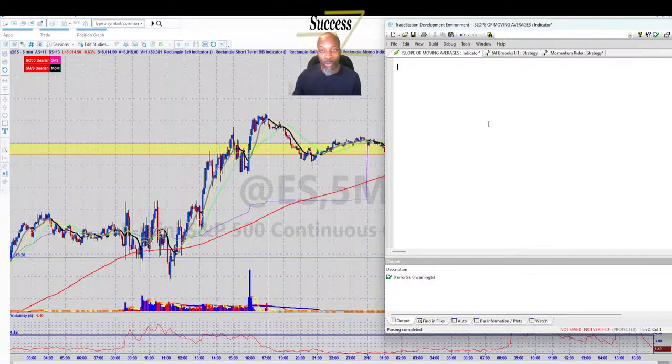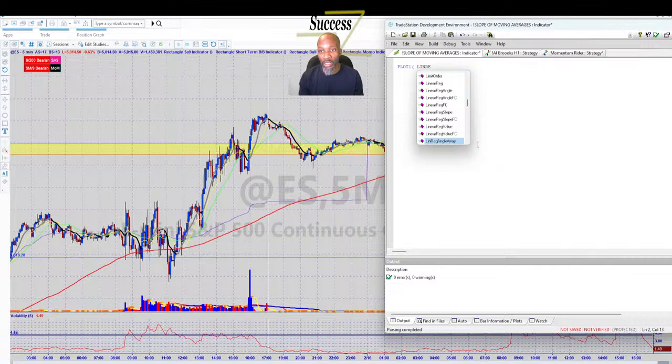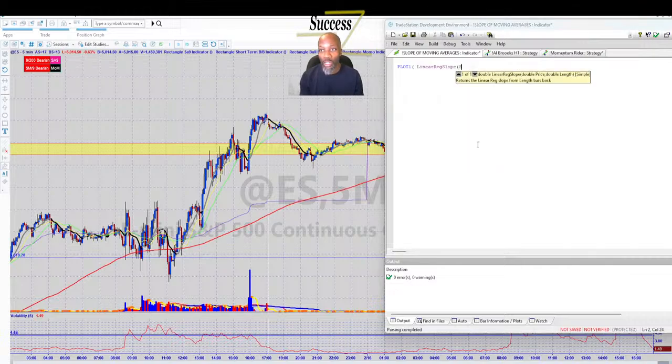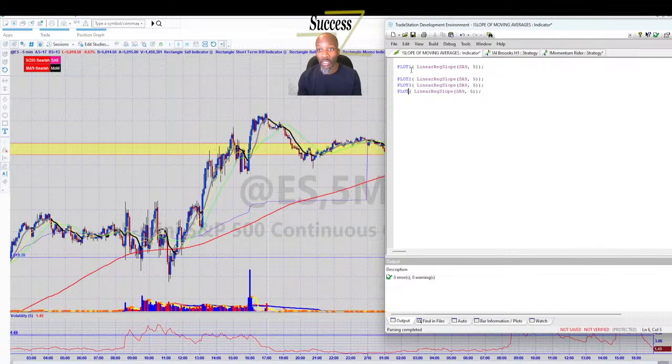All right, so on to it. First we were looking at an indicator that gives us a slope of the moving averages, multiple moving averages. So let's do plot one is going to be equal to linear regression, which is going to give us a slope, linear regression slope of what? First one we'll do is the 9-period moving average. We'll do it over, say, 5 bars, and then we'll close that out, and then we'll copy that, paste it, paste it, paste it. This will be 2, this will be 3, this will be 4.